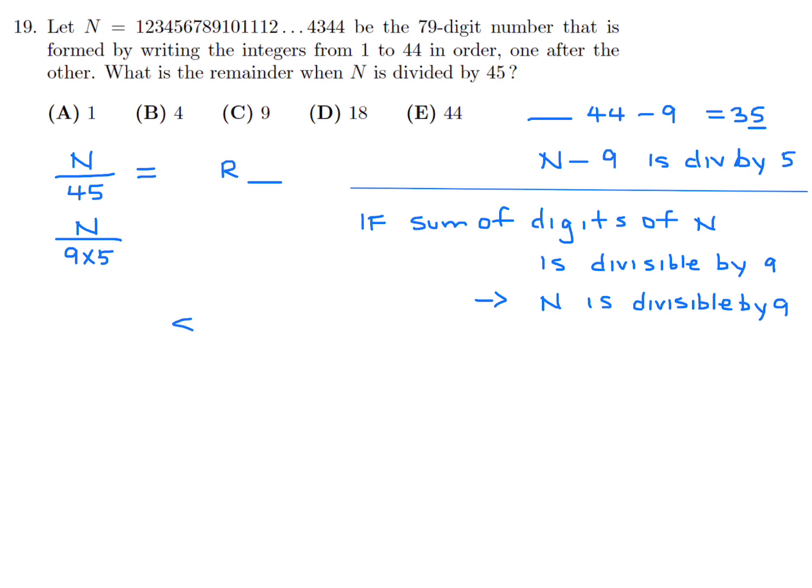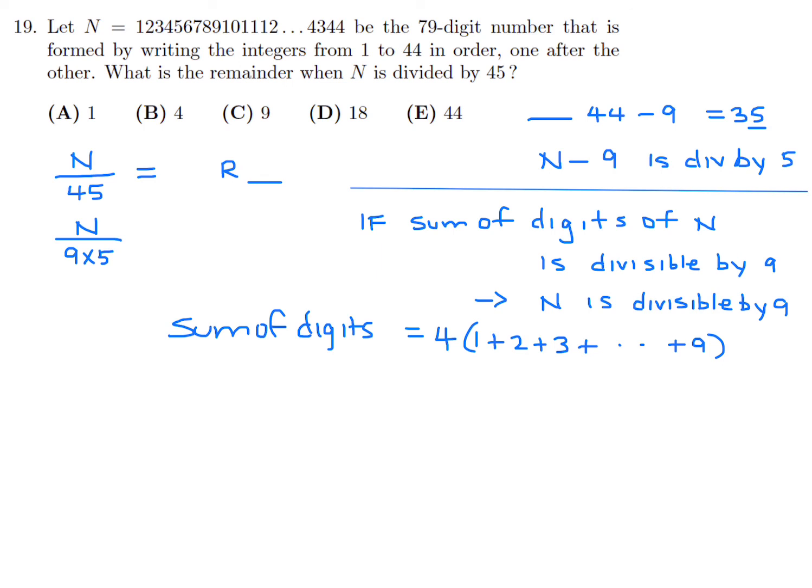All right, so let's see. Let's figure out the sum of the digits of n. Well, obviously 1 plus 2 plus 3 plus 4 plus 5, all that stuff, all the way till 9. But then we get to 10, 11, 12, and each of those also have the same units digits, as do 20 to 29 and 30 to 39. So this string appears 4 times.